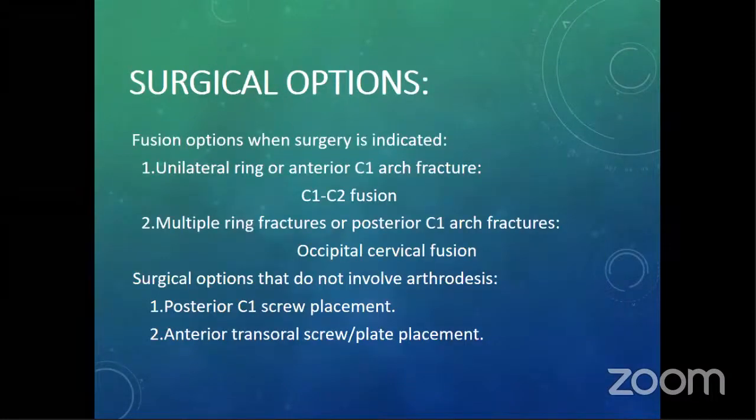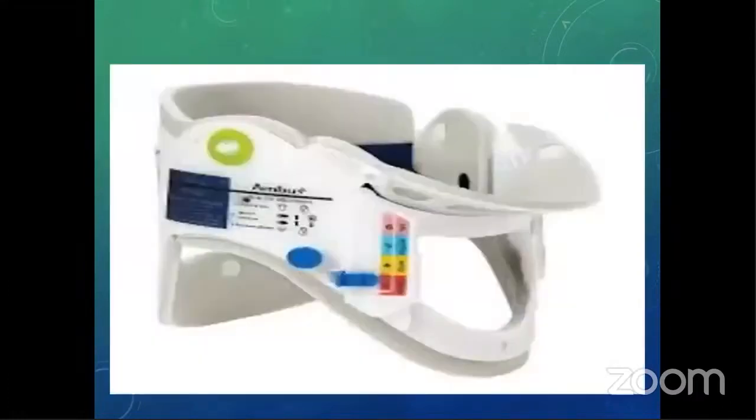Okay, so the surgical options that are present for atlas fracture: there are two fusion options when surgery is indicated. In case a unilateral ring or anterior C1 arc fracture is there, we will go for C1, C2 fusion. But in case of multiple ring fractures or posterior C1 arc fracture, we will go for occipital cervical fusion. And the surgical options that do not involve arthrodesis: the first one is the posterior C1 screw placement, and the second is the anterior transoral screw and plate placement.